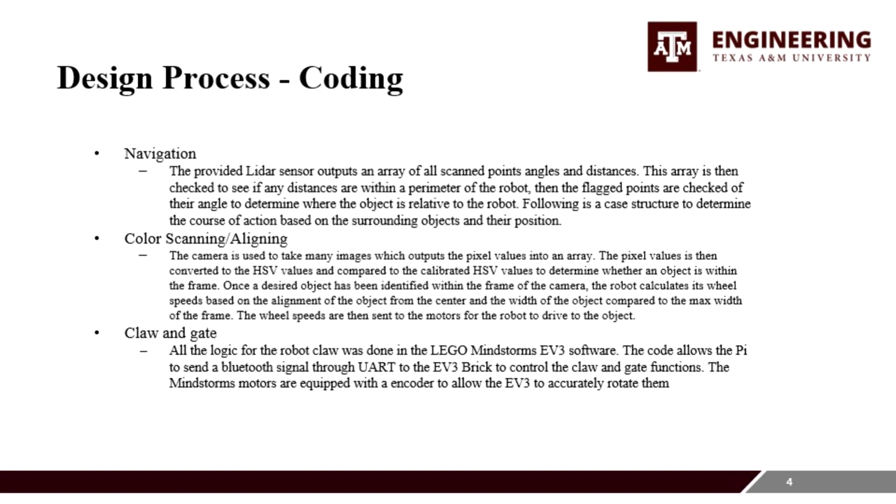To tell the EV3 what to do, a command number from 1 to 4 is sent via Bluetooth using UART. This command is then carried out by the EV3.